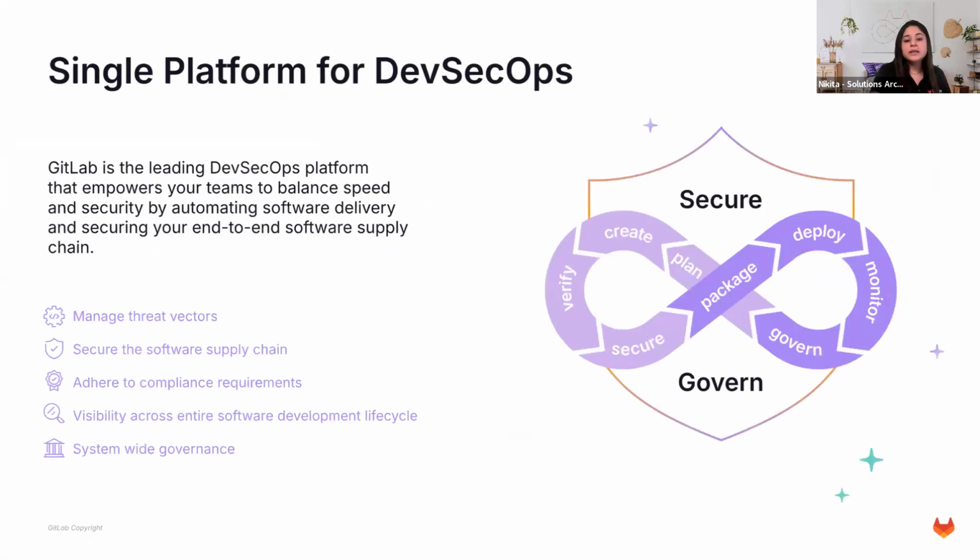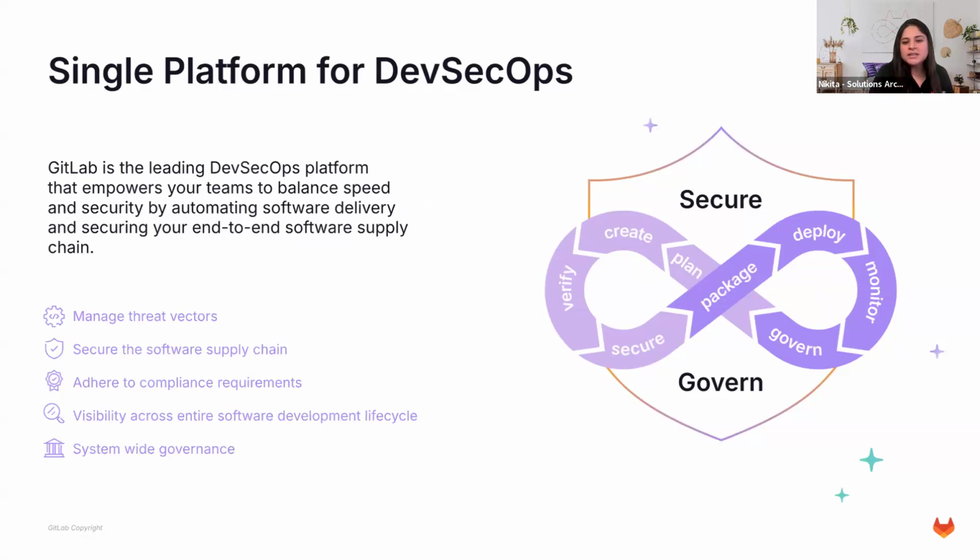So GitLab is a leading example of a single DevSecOps platform. And that facilitates the shift left approach by empowering your teams to balance speed and security and also securing your end-to-end software supply chain, right? So at GitLab, security is embedded as part of the DevOps process itself. It's not a separate component. It is, as we call it, DevSecOps.